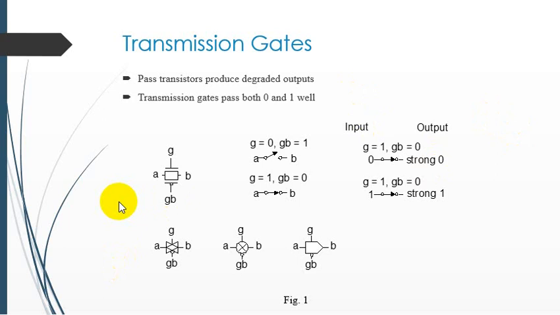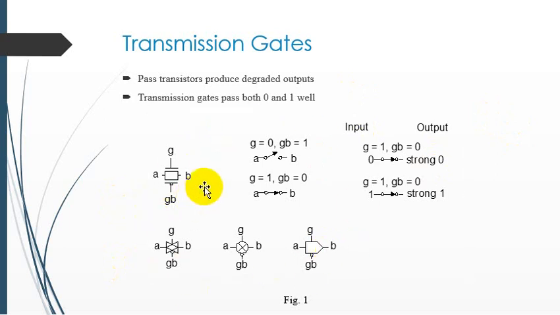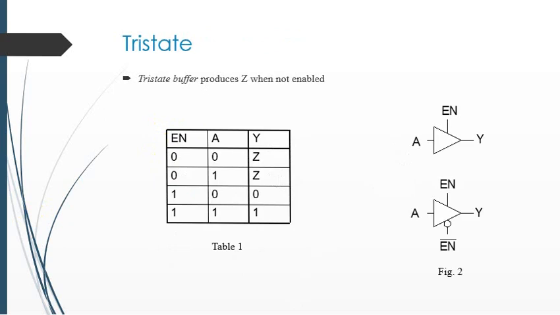Here are different kinds of configurations of our transmission gates, but the main function of the transmission gate is still the same. It passes 0 when we apply 0 to the G terminal, and when we apply 1 to our G terminal, then it passes the 1 as an output. Now let's move toward the tri-state.